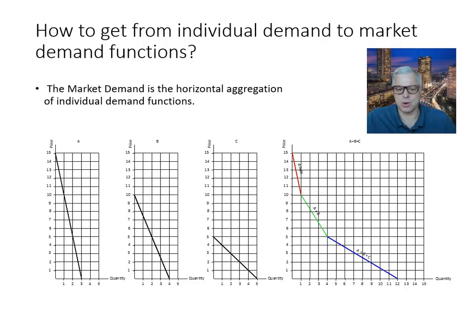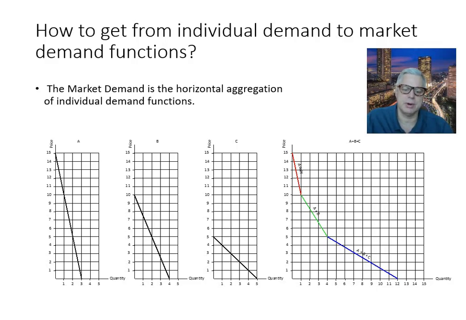And these things always change. But at every moment of time, we can think of a market with individuals having a different demand function. And then in order to get from individual demand functions to a market demand function, what we need to do is we need to aggregate them horizontally.